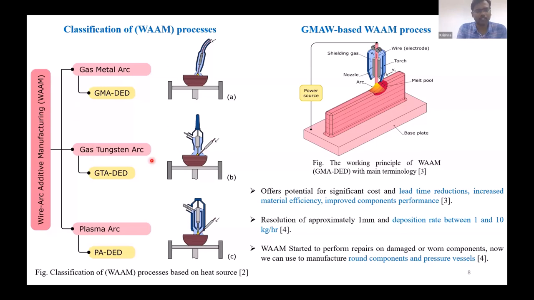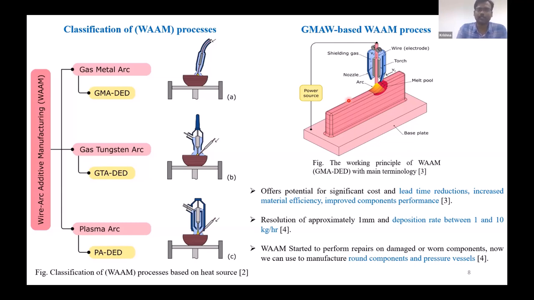Or gas tungsten arc welding, GTA based DED process, or plasma arc welding, PA based DED process. The process is quite simple. We will be using these heat sources to melt the wire, just like in conventional arc welding, and we will be depositing, with some kind of specially designed XYZ table, to have our toolpath strategies in order to get the desired component.